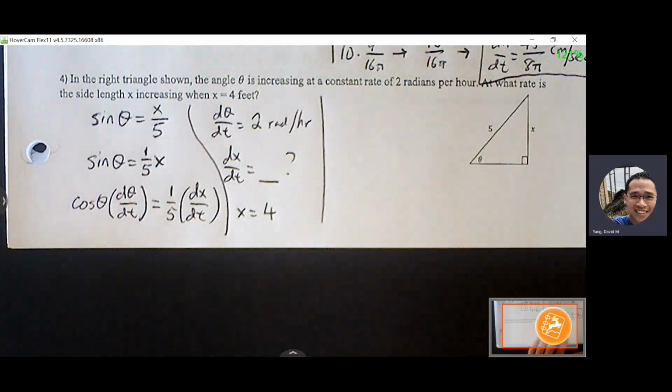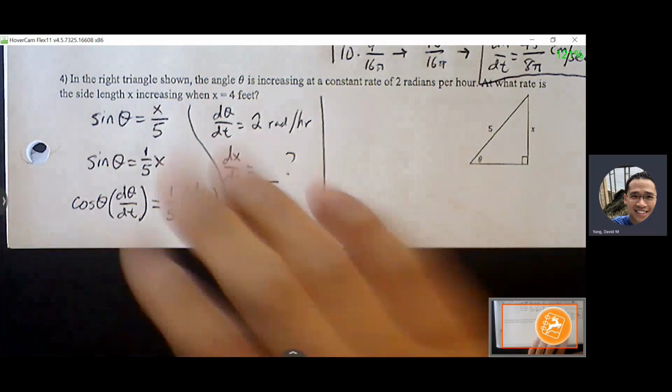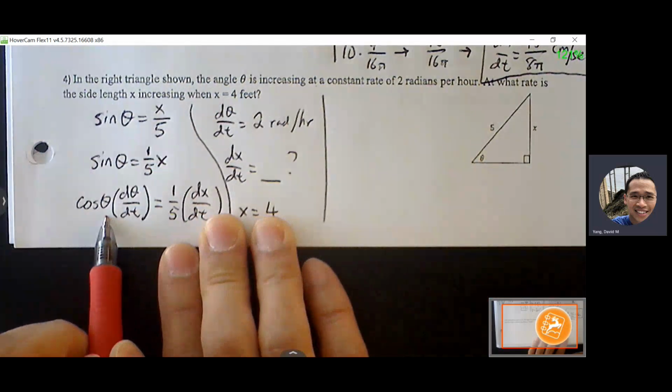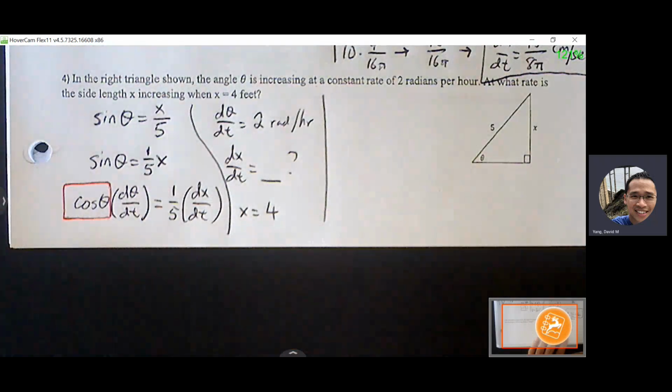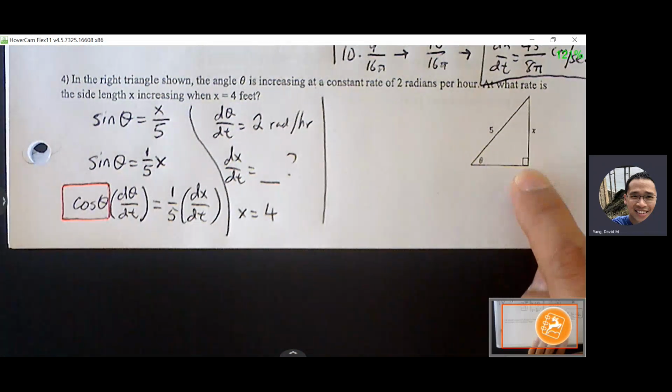Let's see what we have here. We have d theta dt, which is 2, so that's a perfect replacement. We're looking for dx dt, which is good because we have that variable out. But what we need to find a replacement for is cosine of theta, which we don't have explicitly yet, but we can find it. Understand that with trig related rates, you're not looking for theta. You're looking for cosine of theta, which is a trig ratio that is going to come from the triangle we have here.